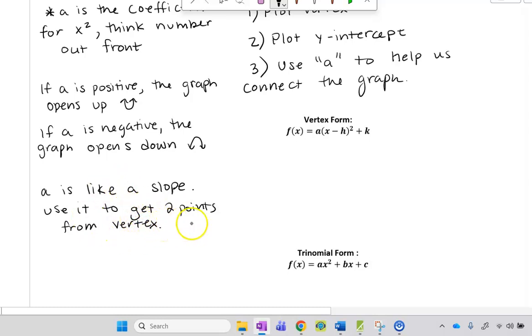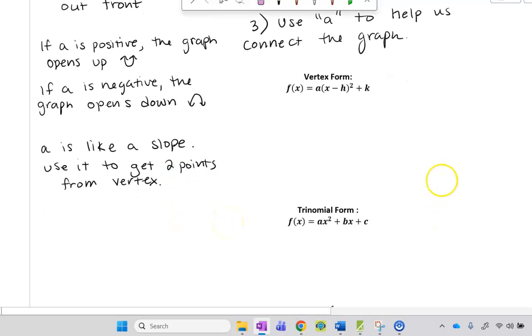You can only use it for 2 points, that's it, because the truth is a is not a slope the way that it would be for a line. On a parabola, the slope is constantly changing. But again, it can help us get 2 points.